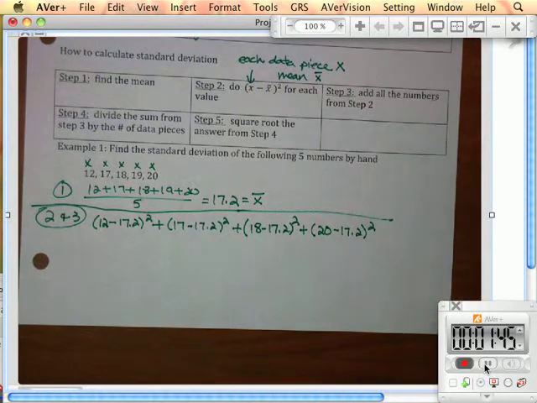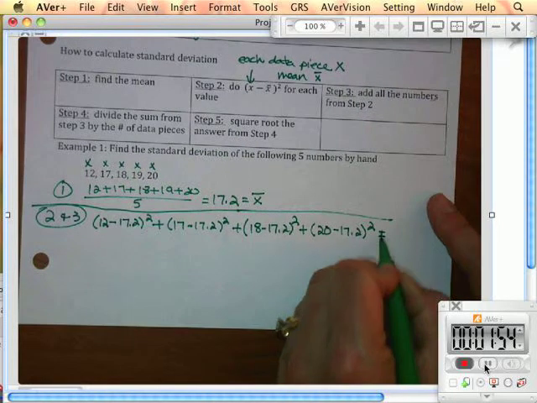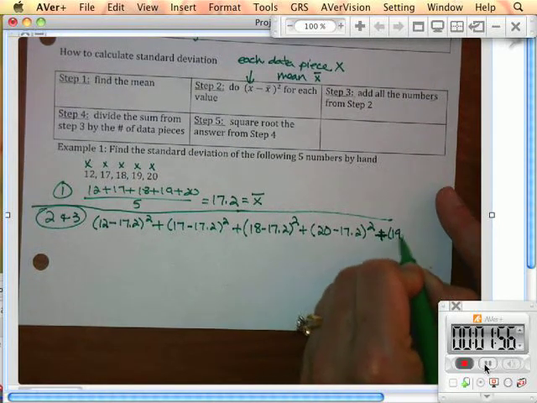So that's step 2 and 3. So get that sum, whatever that is. Did I miss one? Which one? 19. Okay. It doesn't matter what order you go in. 19 minus 17.2 squared.